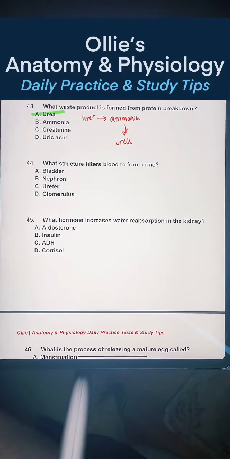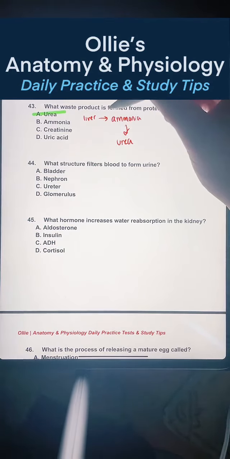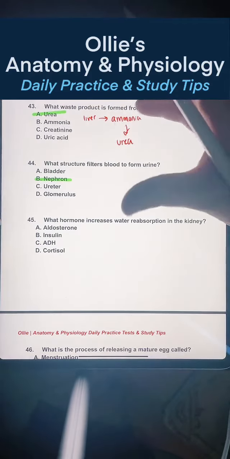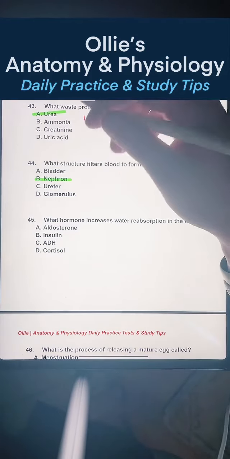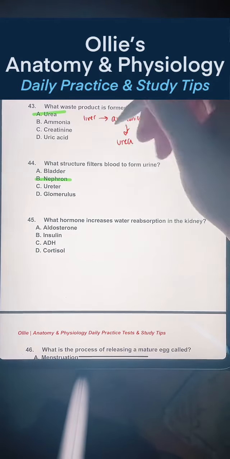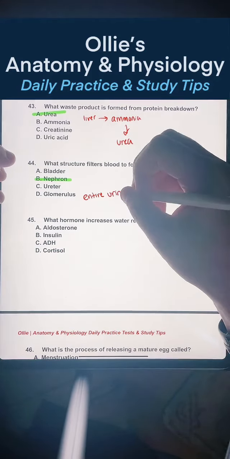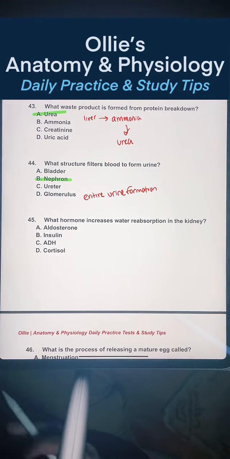Number 44, what structure filters blood to form urine? Some people get this question a little mixed up just because of the answer choices, so let's go over them real quick. The answer is a nephron. The nephron is the entire functional unit of the kidney that altogether filters blood and forms urine. Some people put glomerulus. Yes, the glomerulus does filter blood, but the glomerulus is not responsible for the entire urine formation. The nephron, the functional unit itself, is collectively what filters blood to form urine. The bladder is what's going to store it, and the ureter transports it. Does that make sense for everybody?